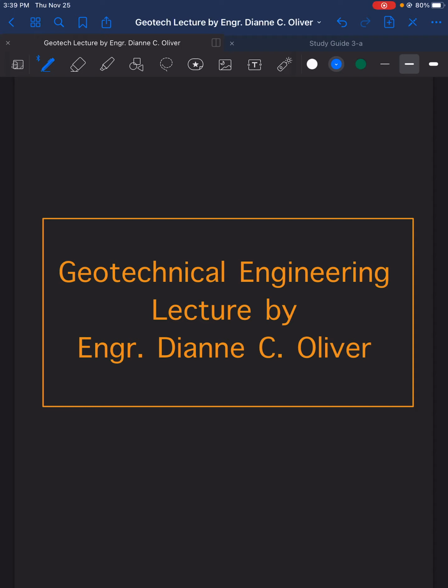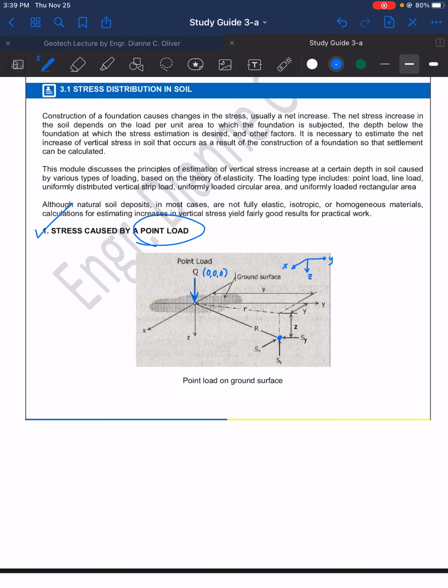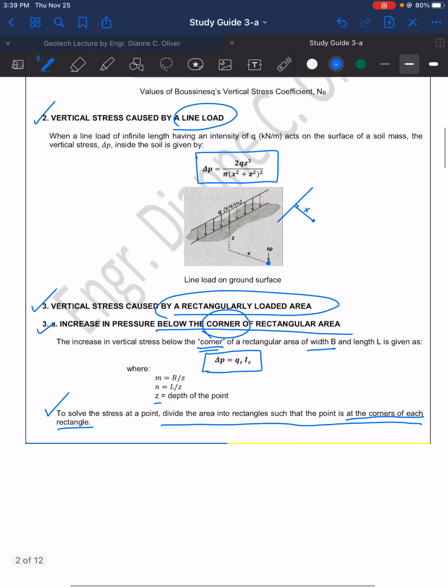This is now part 2 of our Geotechnical Engineering lecture for the topic stress distribution in soil. Previously, in our part 1 video, we were able to discuss the four formulas that we are going to use for this topic. The first one is the formula for stress caused by a point load. The second one is the formula for vertical stress caused by a line load.